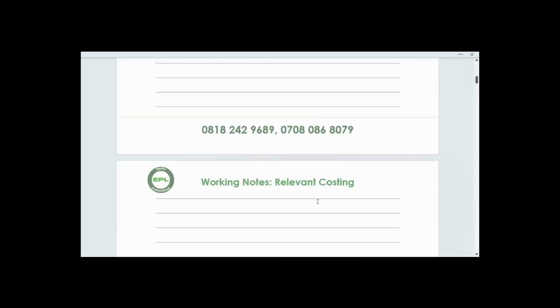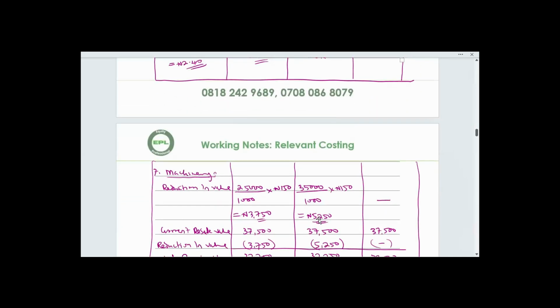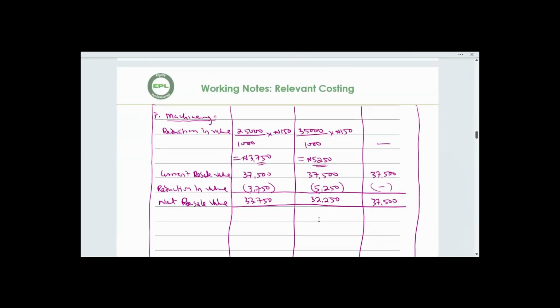Next item, there is another saving for disposal of the machinery. That should be item number 7. Yes, item number 7, we have net receivable value of 33,750. Machinery or machine disposal. Working number 7. I think this is working number 2. Working number 3.